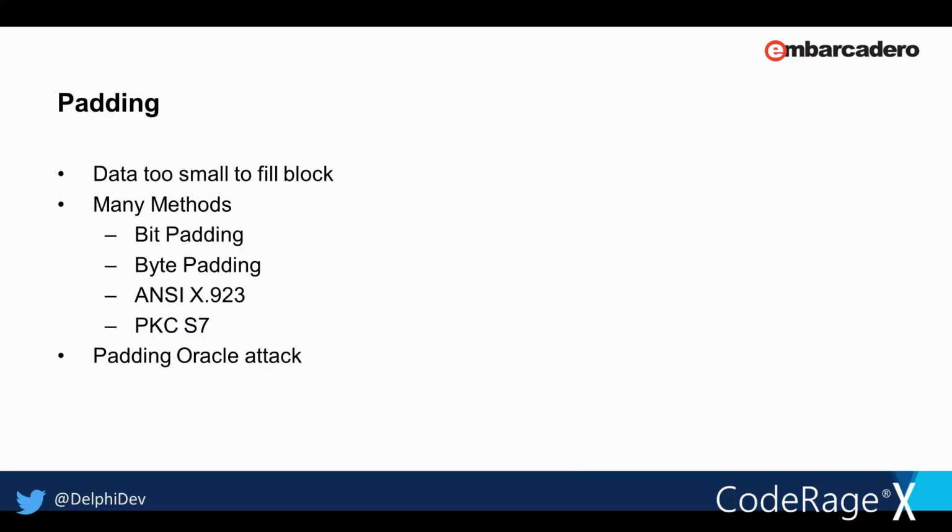Padding was the other thing. Padding takes data that's too small to fill a block. There are many methods for padding. We have bit padding, byte padding, and there are some standards out there. One thing is the padding oracle attack. This attack was really in SSL and SSL 3.0, actually all the versions. What it allows during the negotiation process is to figure out if a given block is padded correctly.